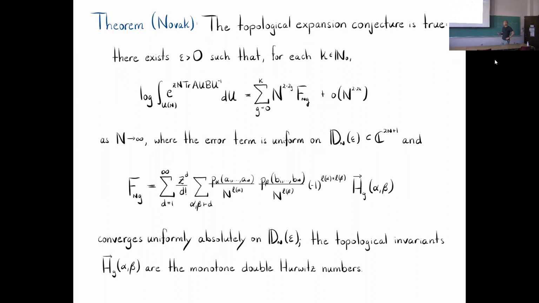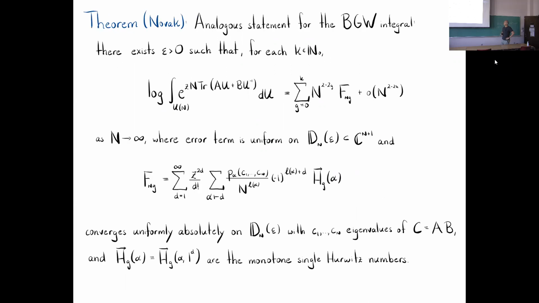There's an analogous statement for this Berezin-Gross-Witten integral, which is closer to asymptotic freeness. This is a slightly different integral, which is AU plus BU inverse instead of AU times BU inverse. There's also this conjecture that I showed you that was also made for this integral. This is what's called the one-link integral in UN lattice gauge theory. If you can compute the asymptotic expansion of this integral, then you can do basically arbitrary computations in UN or SUN lattice gauge theory.